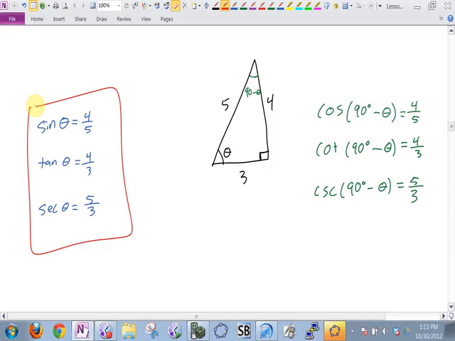Not only that, they're reciprocals of each other. What's the cosecant of theta? 5/4. What's the cotangent of theta? 3/4. What's the cosine of theta? 3/5. Okay, there's a lot about that. Feel pretty good about just general SOHCAHTOA and SHOHCAHTOA? Yes, good.